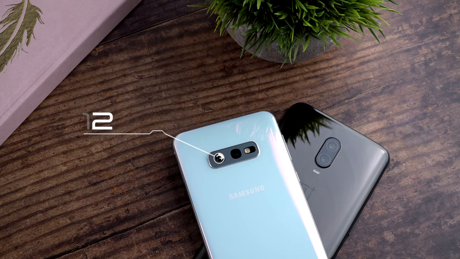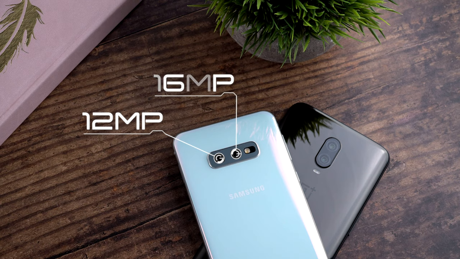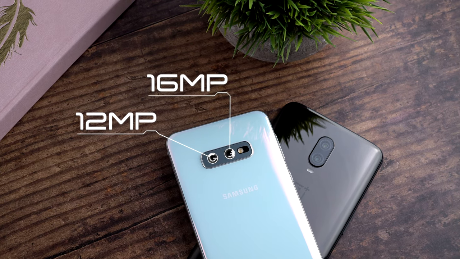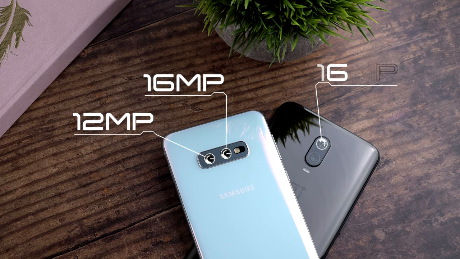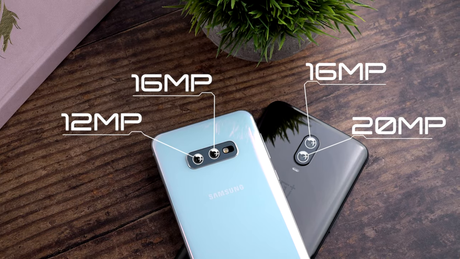Both of these phones got dual rear cameras. We get 12 megapixels on the main camera and 16 megapixels on the ultra wide camera of the S10e. And when it comes to the OnePlus 6T, we get 16 megapixels on the main camera and 20 megapixels on the secondary one. However, megapixels rarely tell us the whole story.